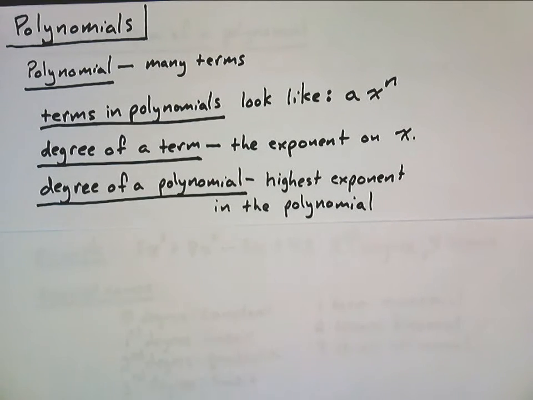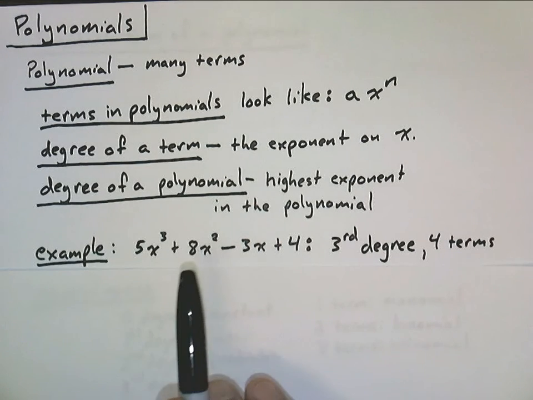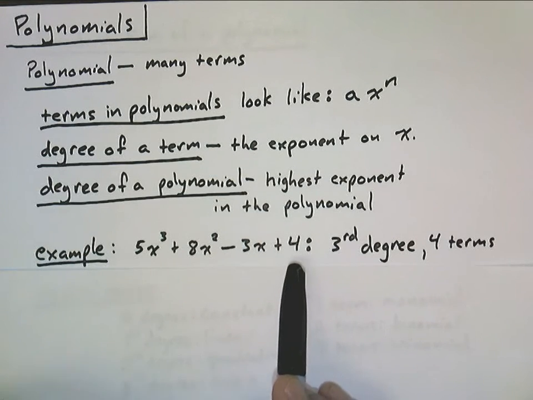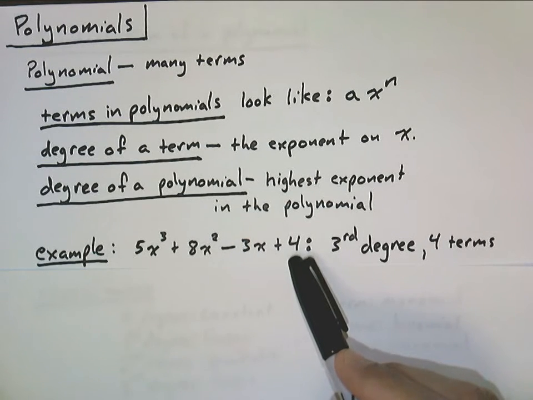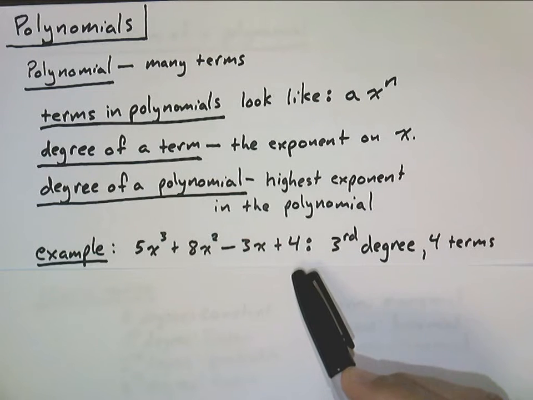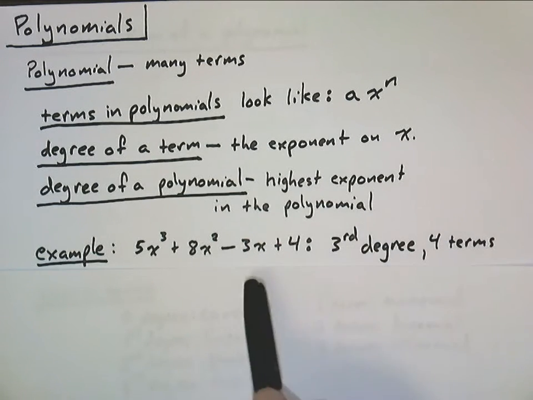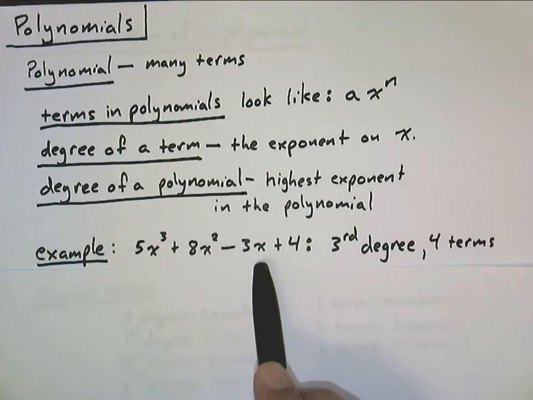So, for example, suppose we had a polynomial expression like this. 5x cubed plus 8x squared minus 3x plus 4. So this term right here, we could think of this as 4 times x to the power of 0, because anything raised to the power of 0 is just 1, and 4 times 1 is 4. So here's degree 0. This has degree 1 because x is really also just x to the power of 1.